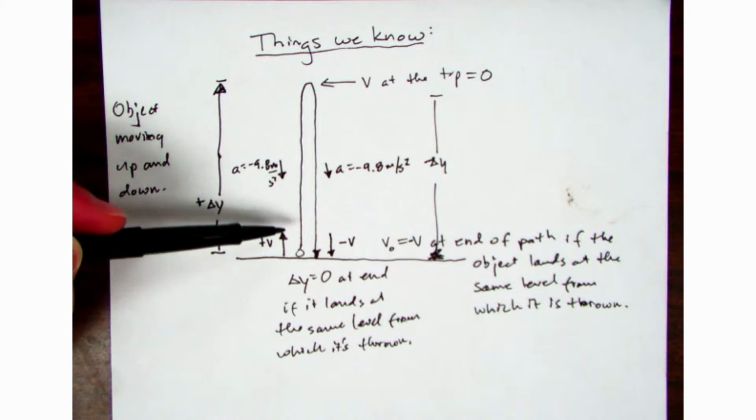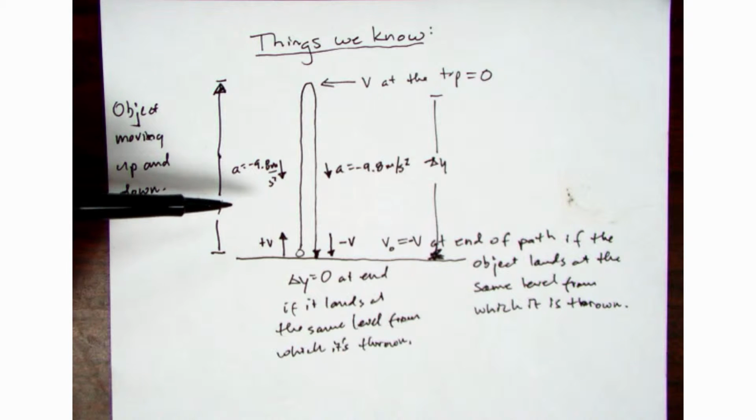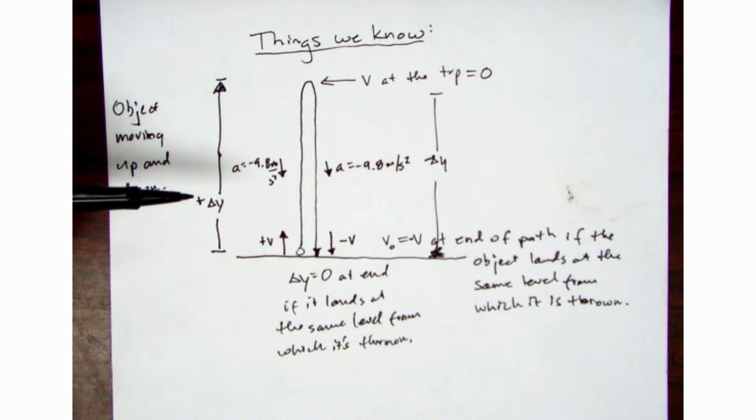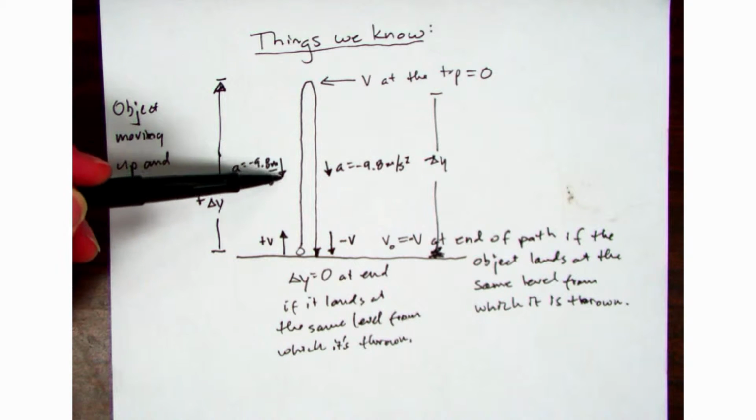Now, as it goes up, we know that it slows down. So we know that something must be slowing it down, and we know that that's a force of gravity that's doing that. And if there's a force acting on an object, there is an acceleration. And we know that the acceleration due to gravity is negative 9.8 meters per second squared. Why is it negative? It's negative because acceleration is downward.